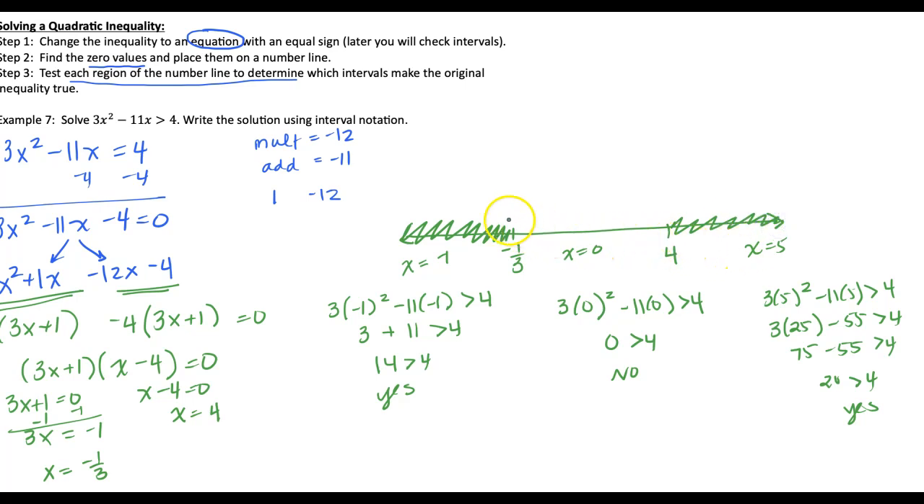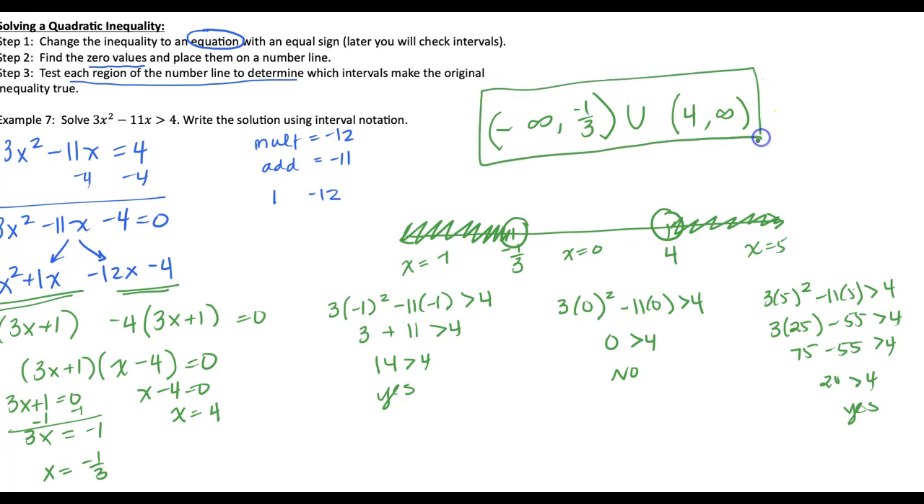I like to go back now and decide, do I want open circles, parentheses, or closed circles? Because it was a greater than, there's no equal to sign. That means we're going to use an open circle or a parenthesis on those ends. So our answer in interval notation would be negative infinity to negative 1/3 with a parenthesis, and then also 4 to infinity with a parenthesis. And I put the union in the middle to say our answer could appear in this section or in this section.